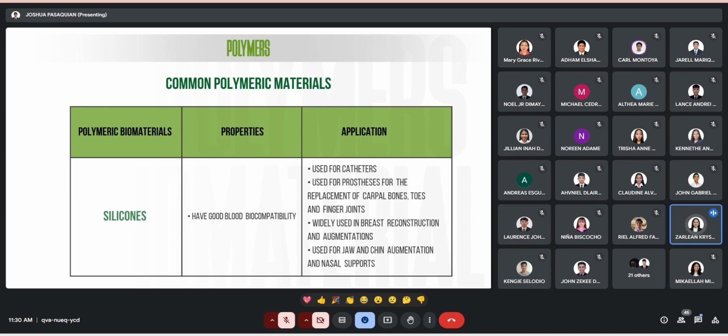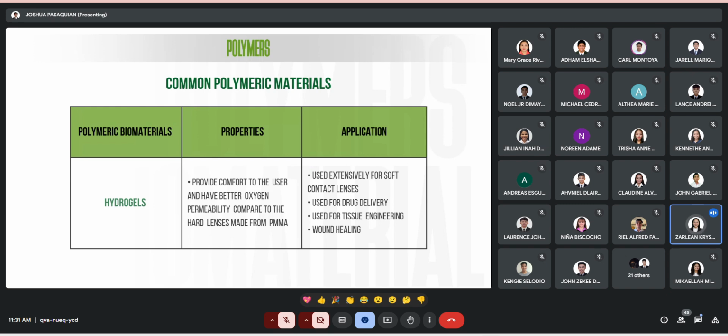A timeline illustration shows the critical development periods of using silicone in varied biomedical applications, as it is used for catheters and for the replacement of carpal bones, toes, and finger joints, and is widely used in breast reconstruction and augmentation, and used for jaw and chin augmentation and nasal supports. Next slide.